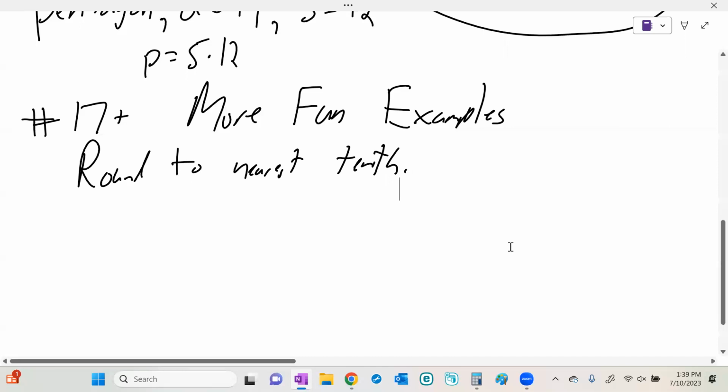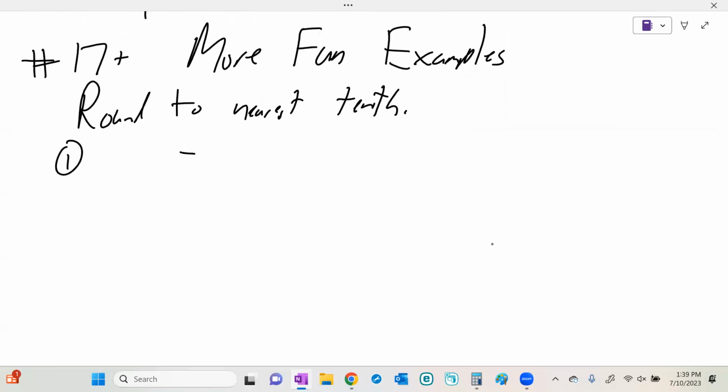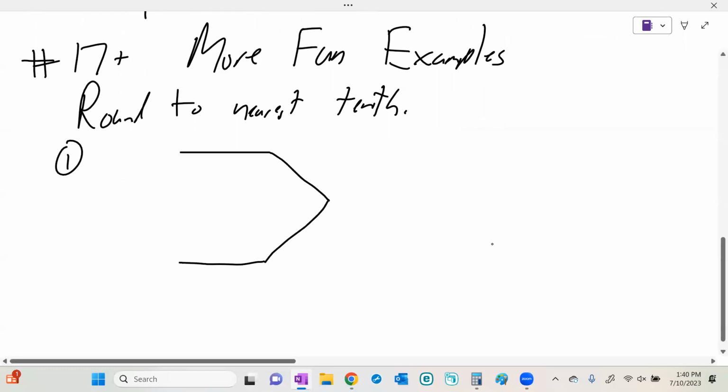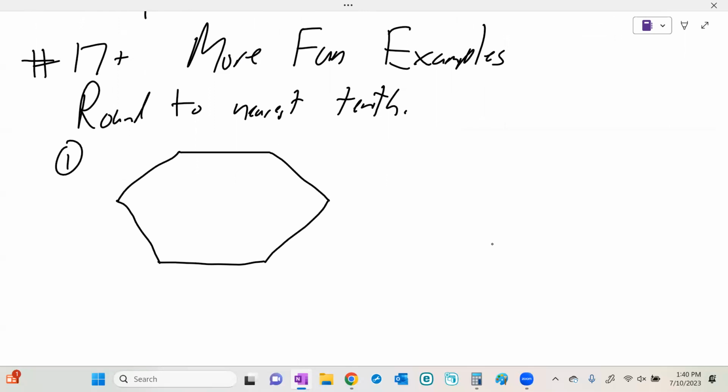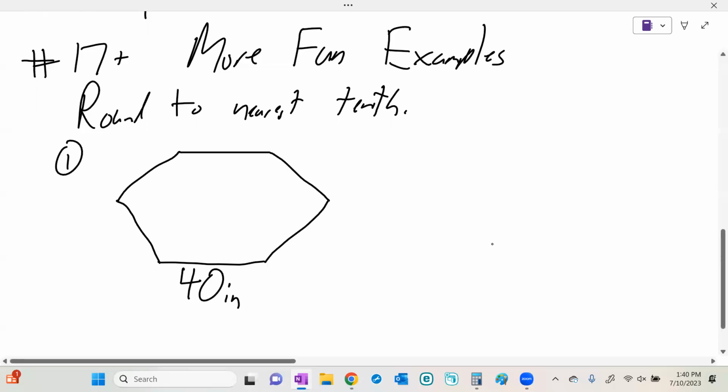And they're going to give us a picture. And they're going to give us one side length. We'll go with, I don't know, let's make it nice and round. 40 inches. All right. This is going to take some thinking.